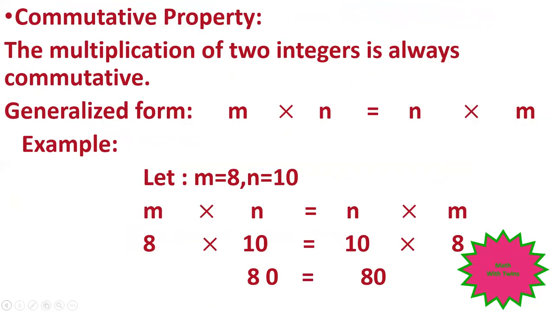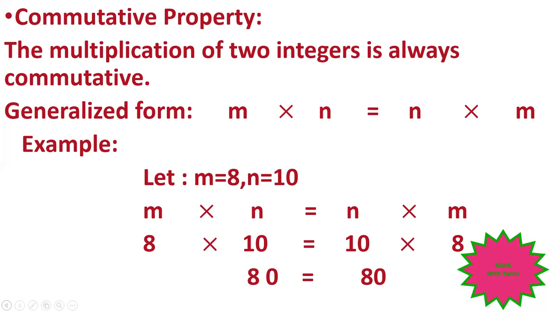Commutative property is our next property to be discussed. The multiplication of two integers is always commutative. Yes, it is. Now its generalized form is m into n equals n into m, where m and n are two integers.